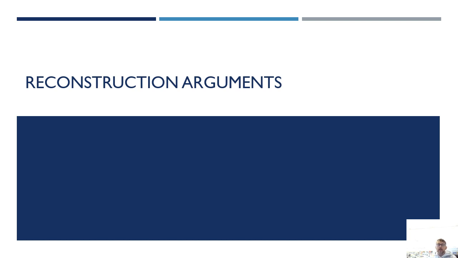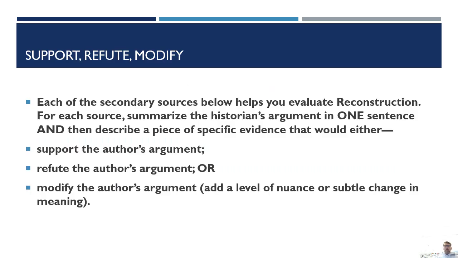For our assignment on Reconstruction Arguments, you're going to be looking at several secondary sources and examining ways in which those sources can be supported by the evidence that comes from the textbook, from the lecture. One of the things that you have to do in evaluating and understanding arguments is figure out how evidence might be used to support or refute or even modify a historian's argument or even your own argument.